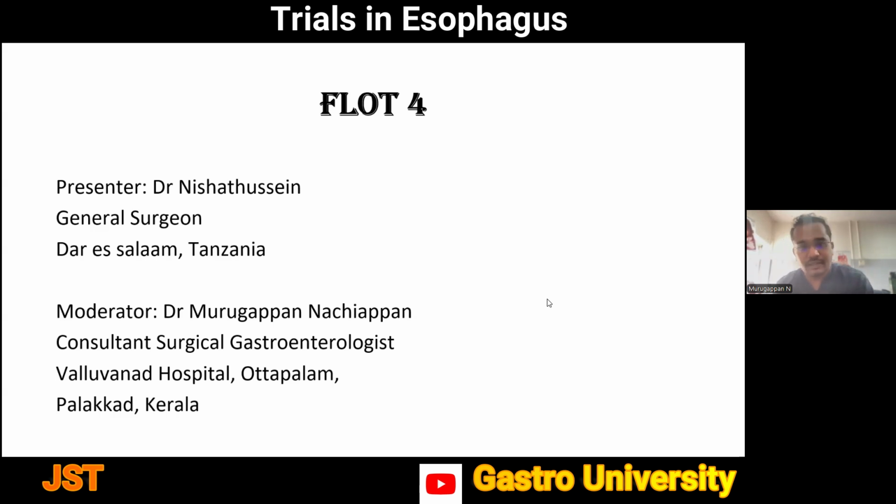or the perioperative chemotherapy. We'll follow this with the CheckMate 577 trial, which looked at the role of immunotherapy in the adjuvant setting. And finally, we'll have the SANO trial, which looked at the role of active surveillance in these patients who responded to chemoradiotherapy. So we'll start with FLOT4.